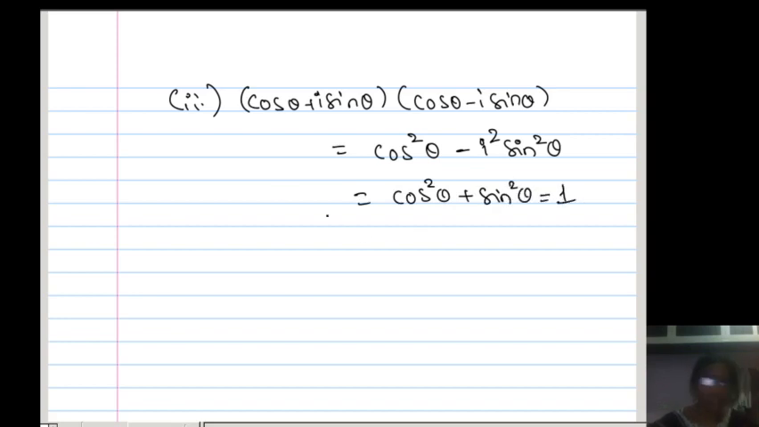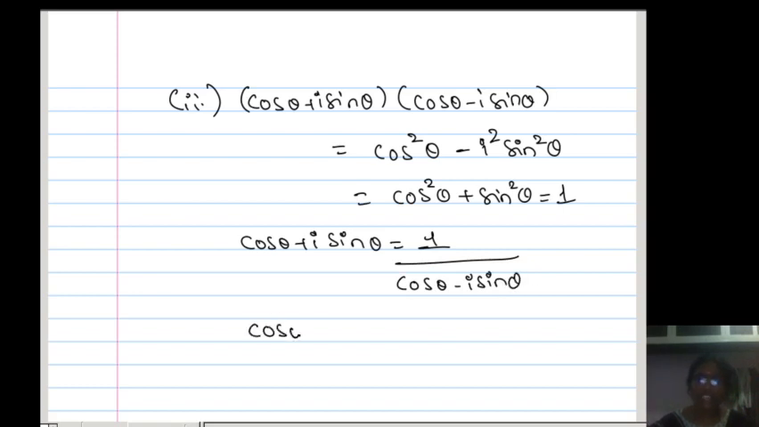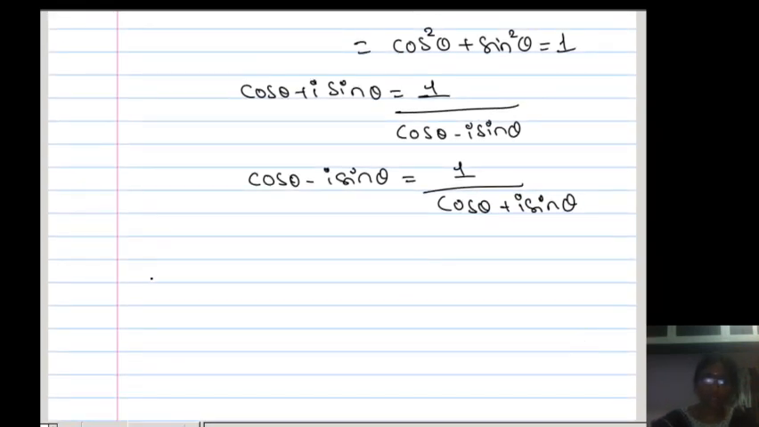Okay, so now by using this relation, cos theta plus i sin theta can be written as 1 by (cos theta minus i sin theta). Similarly, cos theta minus i sin theta can be written as 1 by (cos theta plus i sin theta), since the product of the two I proved as 1. So this is equal to what? 1 by cos theta minus i sin theta, or cos theta minus i sin theta is equal to 1 by cos theta plus i sin theta, the reciprocal. Okay, so these both are the same. This is one property.